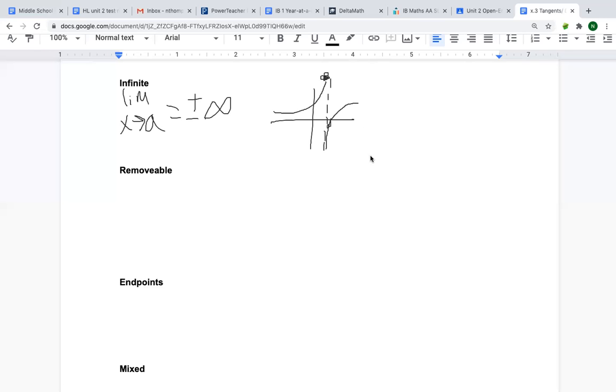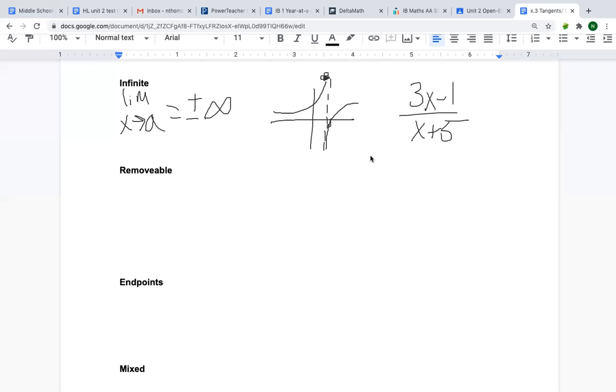An example is if you have an equation like this, 3x minus 1 over x plus 5. It might look something like that. It's usually a rational function. There are a couple other exceptions as well, but this is just one example of an infinite discontinuity.